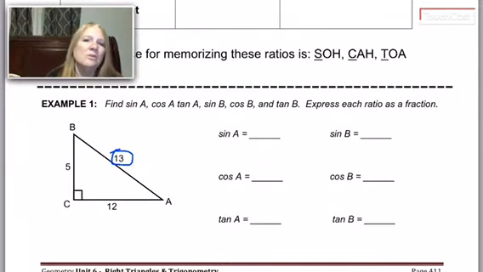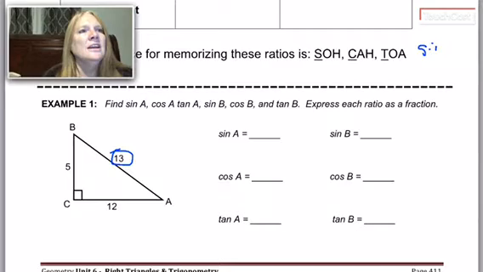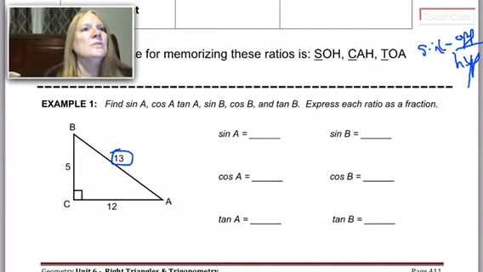The hypotenuse is always the side across from 90, and it does not change. However, opposite and adjacent change depending on which angle you're looking at. So when they ask for the sine of A, the sine of theta is opposite over hypotenuse.